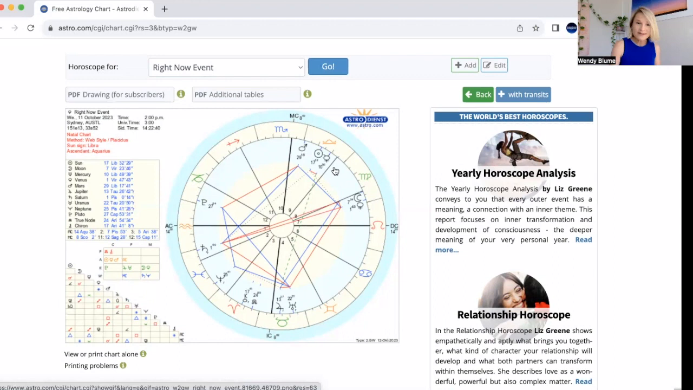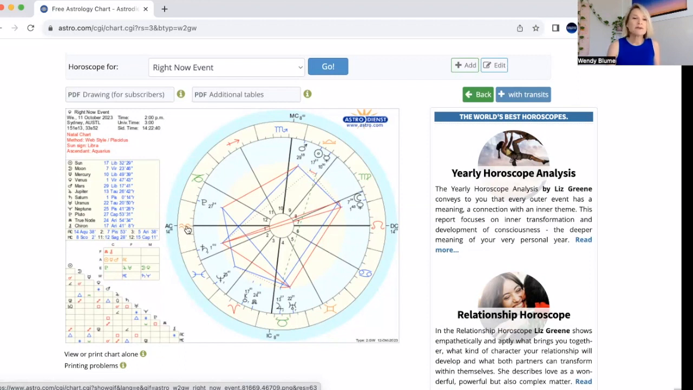To find the houses in a chart, you're looking at this inner circle. It also is divided up into 12 segments. There are all sorts of debates about different house systems to use. It's a mathematically derived system, but they all start with the ascendant. It is the really crucial factor when determining houses.